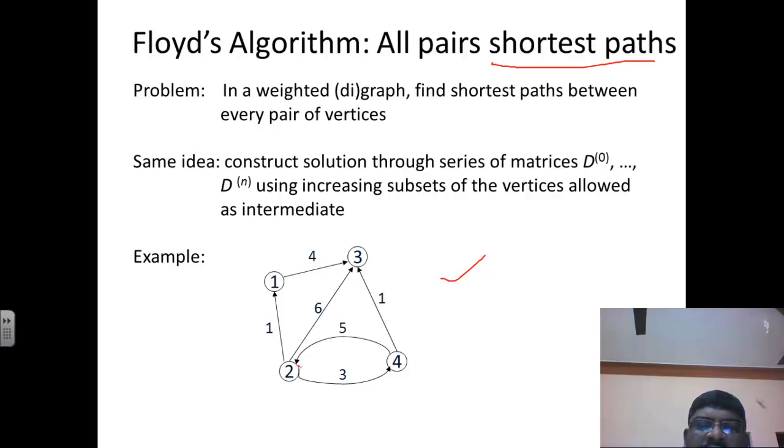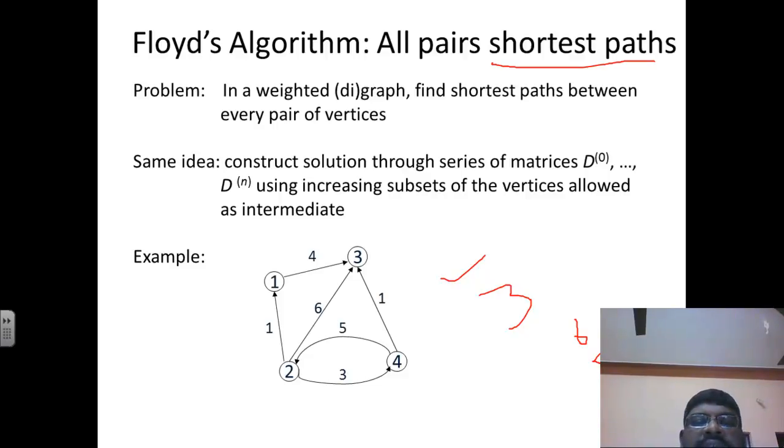For instance, I can see between 2 and 3 there is a direct path 6, there is another path 2 1 3, and there is another path 2 4 and 3. That means there are 3 paths totally between 2 to 3. One is direct 2 to 3, 6. 2 to 1, 1 to 3, 5. 2 to 4, 4 to 1, 3 plus 1, 4. So which is the shortest path? The 4.